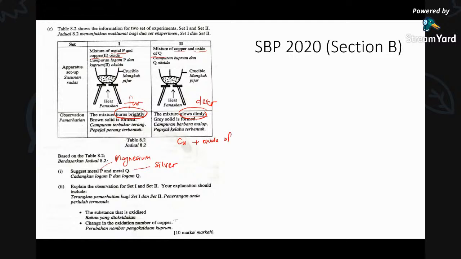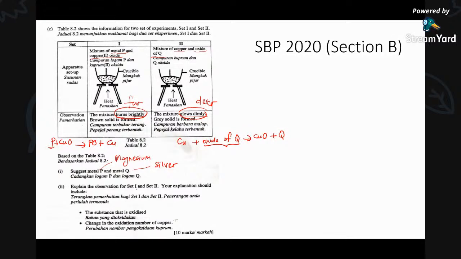To form CuO plus Q. That means this one must be less reactive than copper. So I can choose silver. And then on the left hand side, this one will be metal P plus CuO gives copper. So of course this one must be more reactive than copper, but far away from copper. So you can choose magnesium, aluminium. So you will get 2 marks over here for the suggestion.